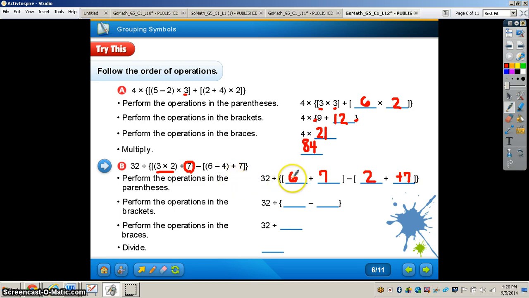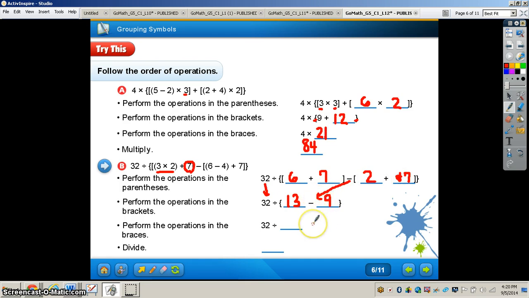Now we have the brackets. Okay, you do what's inside the brackets first. You drop everything else down. So we're dropping our 32 down. Then we need to have 6 plus 7 is going to give me 13. Minus, that minus sign you can see is still there. Subtraction sign still there. 2 plus 7. I need my 7 here. That's going to give us 9.